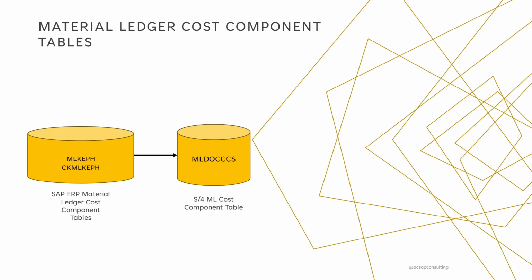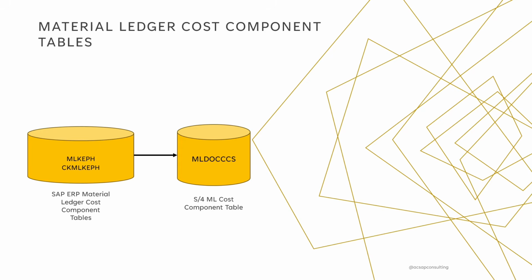Now, cost component tables. Whenever we are using any cost component structure related to actual costing or product cost planning, all those tables are also now being replaced with one single table, which is MLDOCCCS. CCS stands for Cost Component Structure. So it is the Material Ledger Document Cost Component Structure table. So MLKEPH or CKMLKEPH, all the cost component tables which were used in ERP, are now replaced with one single table, which is MLDOCCCS.